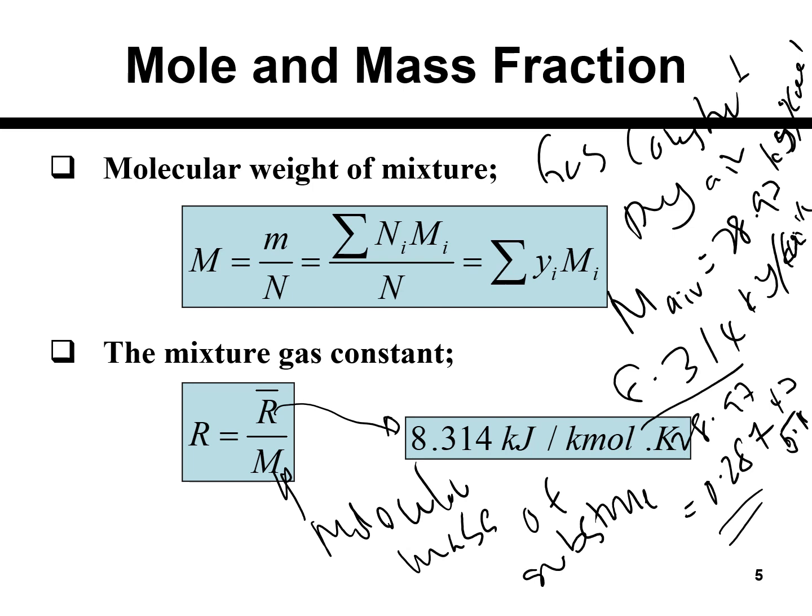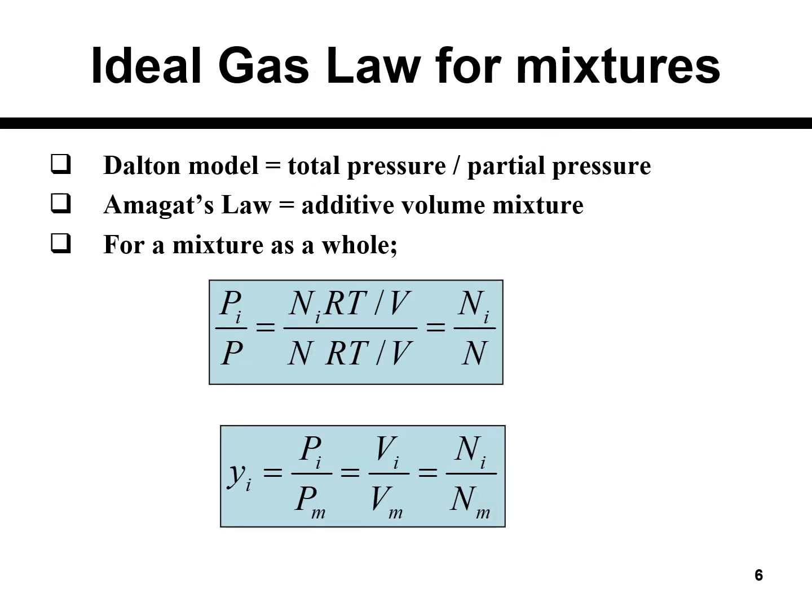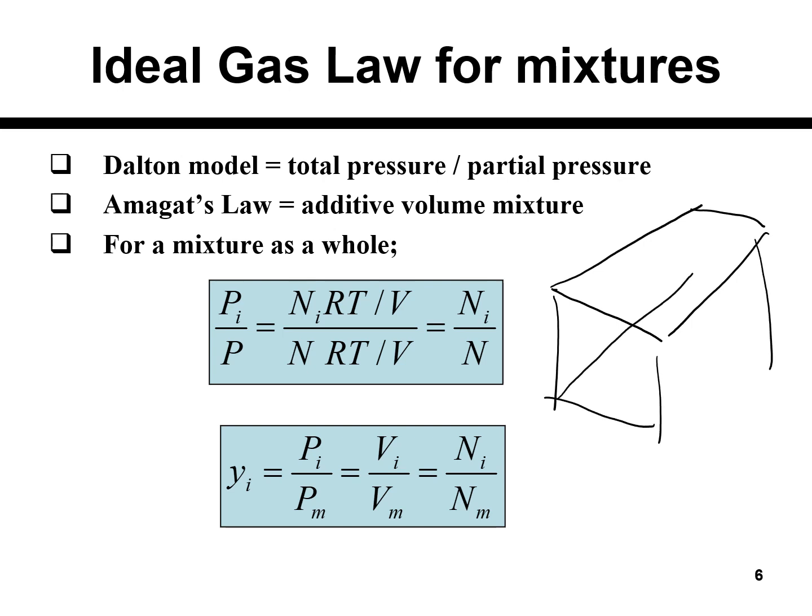For an ideal gas, imagine that you have a tank of a certain volume, which contains a mixture of several gases, which I will name i, j, k.